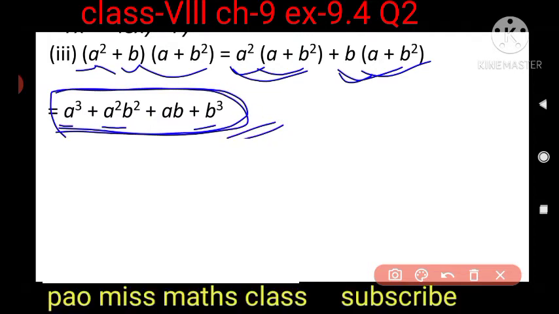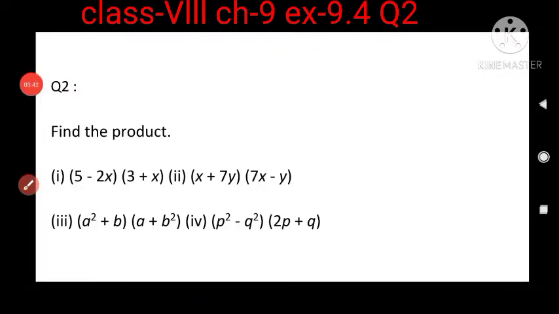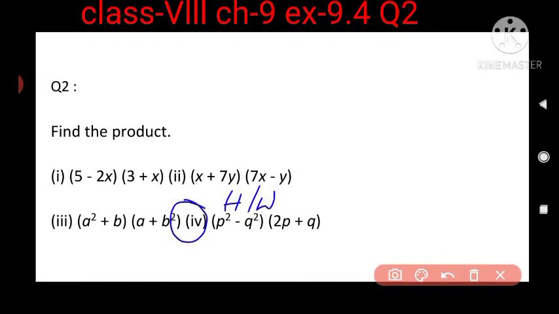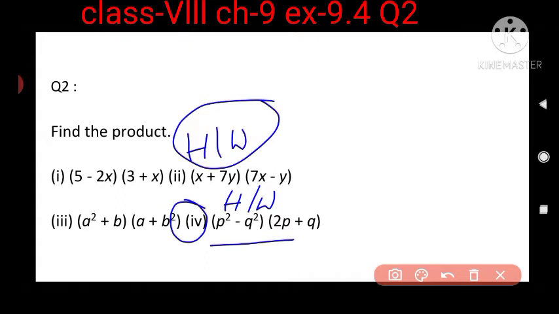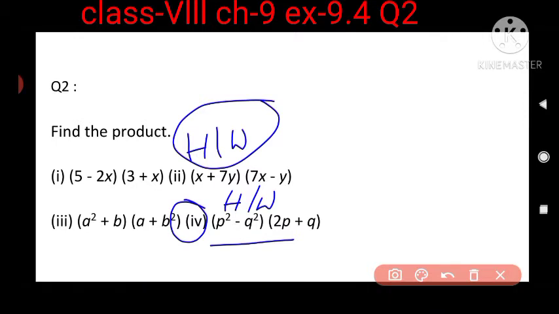Now come to the next question. Question number 4 I will keep as homework. 2 and 4 will be your homework. Any doubt you can ask me. Please try to solve these questions and please send them to me. Any doubt I will clear again, or I will explain again. So now come to the next question of this exercise.